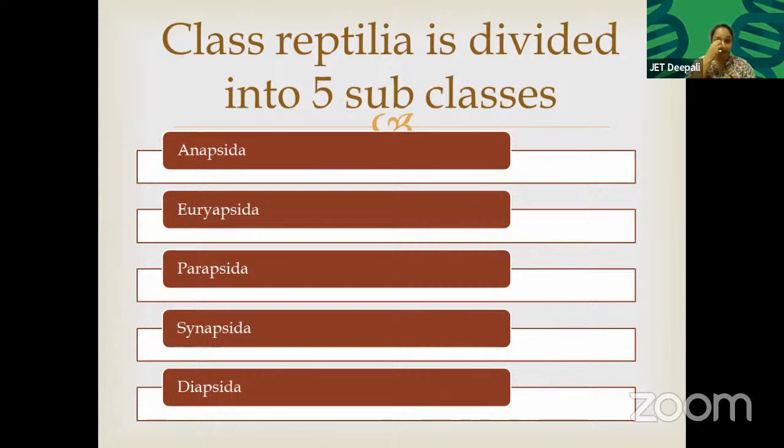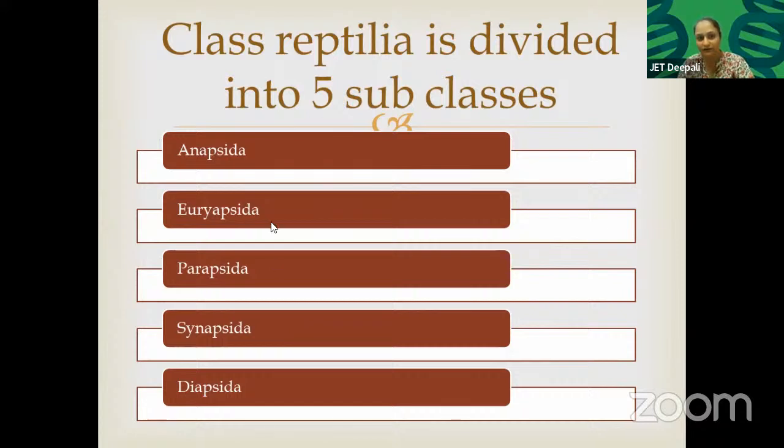Okay, see, this class is the most primitive, only one organism is there. These three, Euryapsida, Parapsida, Synapsida, are extinct classes. All the organisms of these classes are extinct. So take a chill breath. You don't have to study these three classes. Only Anapsida and Diapsida. But Diapsida itself has lots of classification inside.